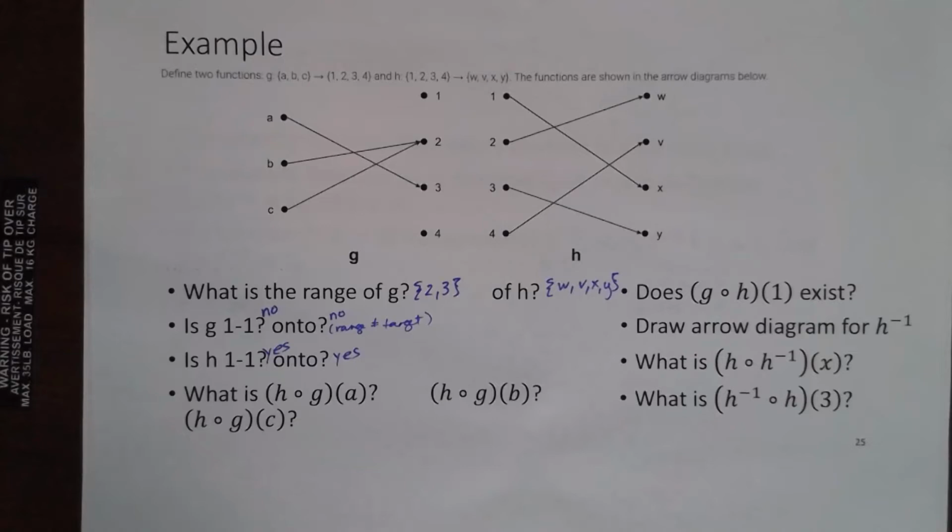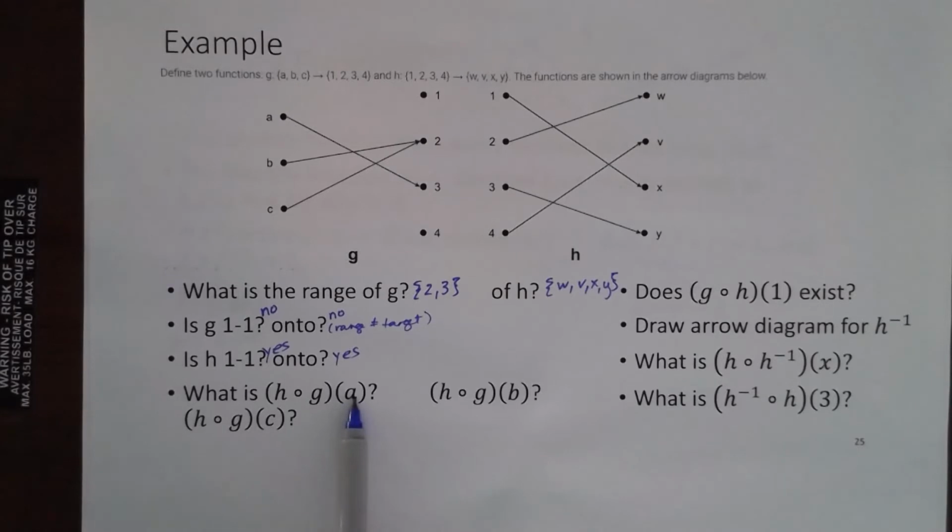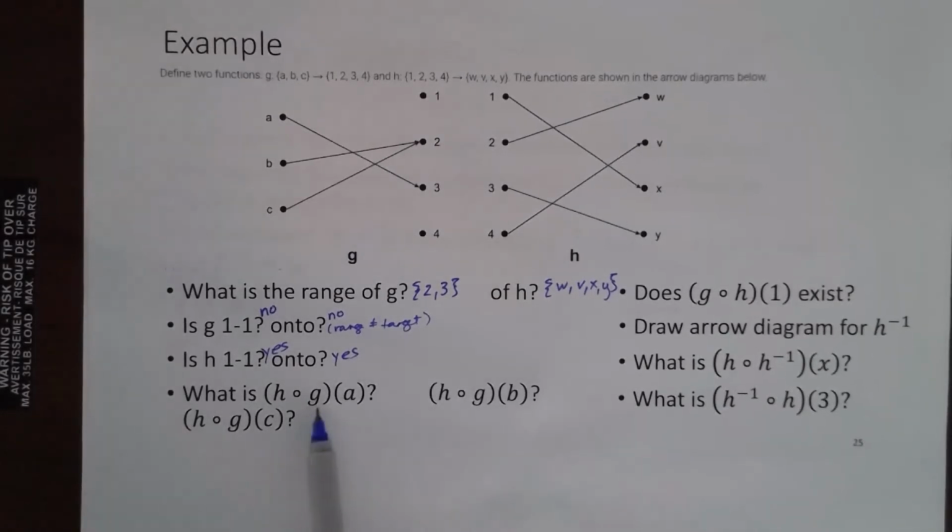So let's look at, if we are just given arrow diagrams like this, and we want to figure out what H of G of A is. We're going to go to the one that's closest to A. Think of this as H of G of A.